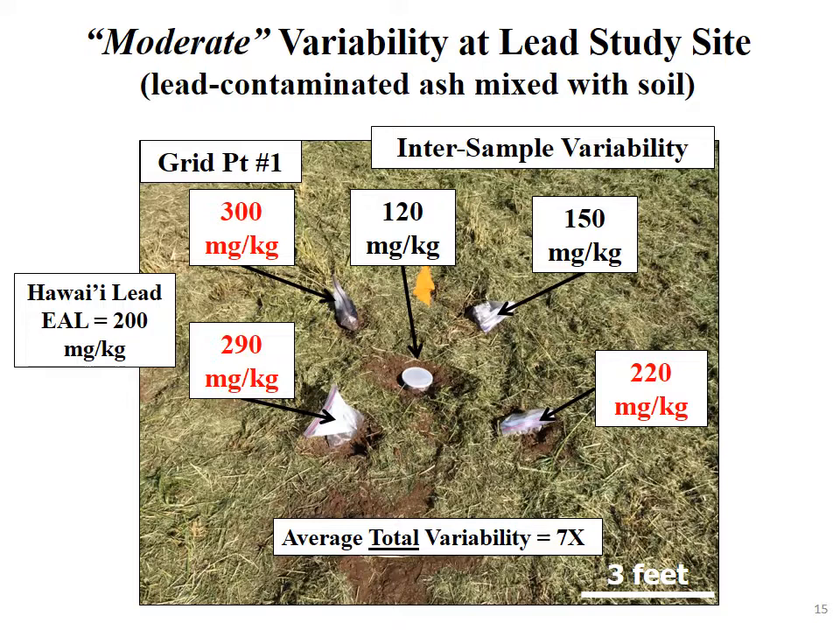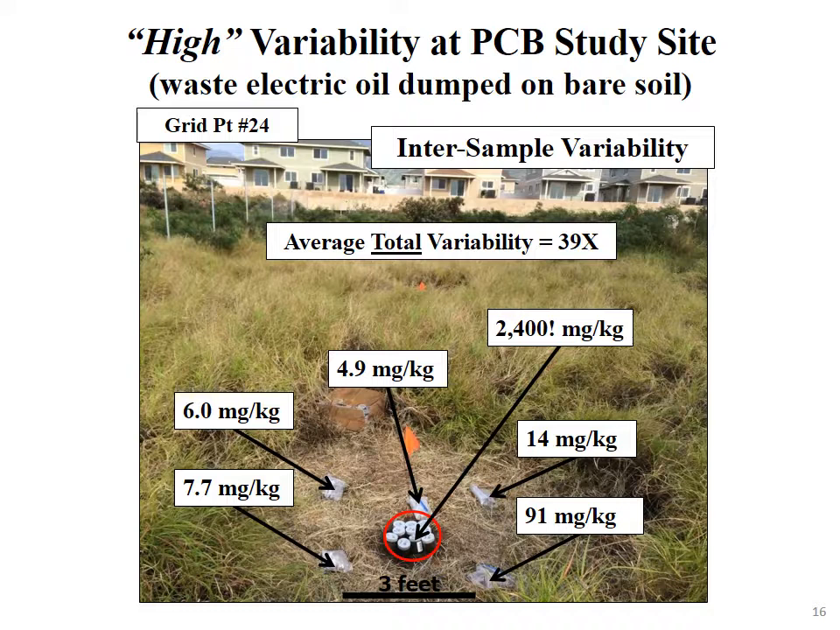Here's the PCB site, and PCBs are a real hassle to characterize in the field. This was more shocking than we expected. So around this example grid point, just looking at the co-located samples first, the lowest concentration, 4.9 ppm, highest concentration, 91 milligrams per kilogram. Now, this doesn't mean that the concentration of PCBs is increasing as we move from 4.9 to 91 ppm and away from that point. These are totally random concentrations. If we had moved the sample point over a few inches at any one of these, you might get similar concentrations, but in different areas.